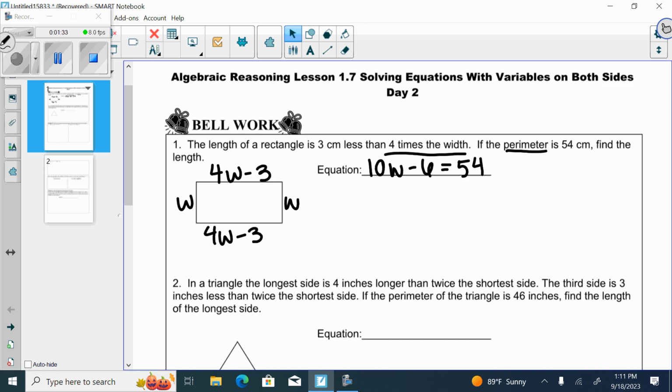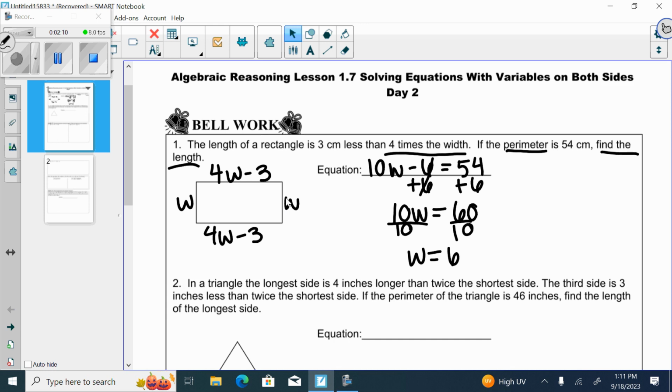Okay. All right, so now I need to solve. So what am I going to do? Plus 6. So what is 54 plus 6? Good. So 60 is equal to 10W, then what should we do? Divide by 10. So what is the width? 6. Good. But they asked us to find the what? The length. So what do I need to do with that W?